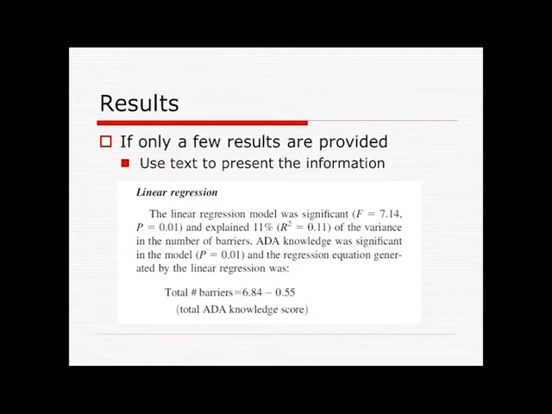So if the results that we're providing are just a few, if you're thinking about, okay, if I turn this into a table, would I have fewer than 2 rows or fewer than 2 columns in this table?